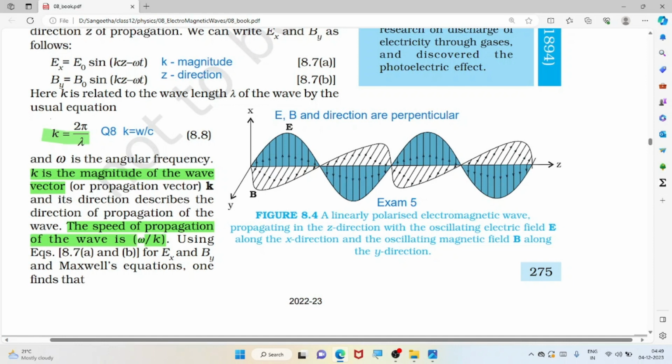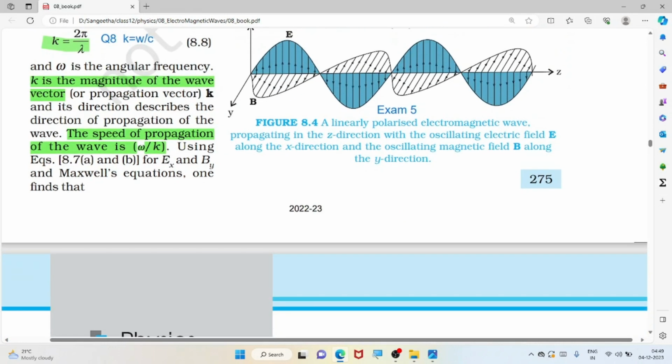This is the general formula for an electromagnetic wave, where k is the magnitude, z is the direction. This is how k is related to the wavelength lambda. You can also write k equal to omega by c, because omega equals 2 pi v. If you multiply and divide by v, 2 pi v is omega, lambda v is c. Okay, v is the frequency here. I am talking about the frequency v. k is the magnitude of the wave vector.